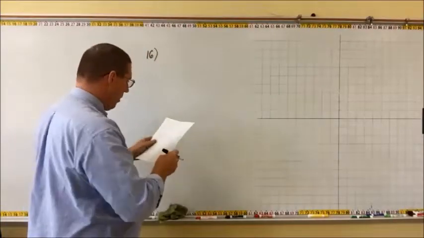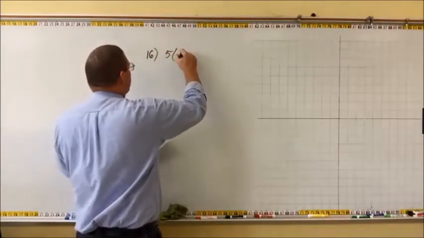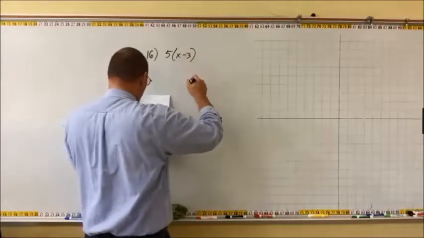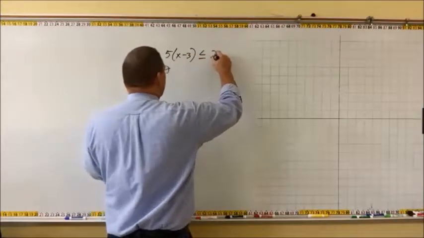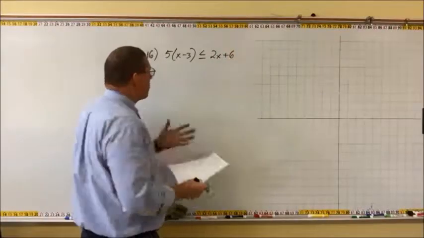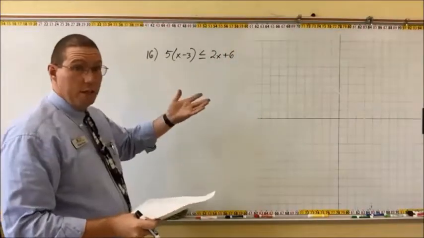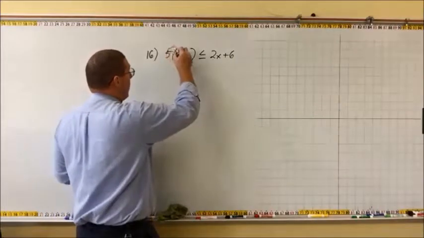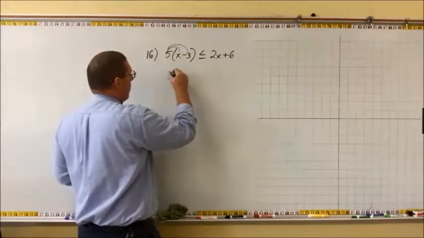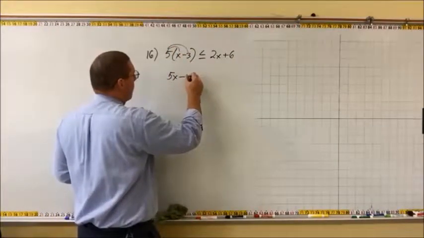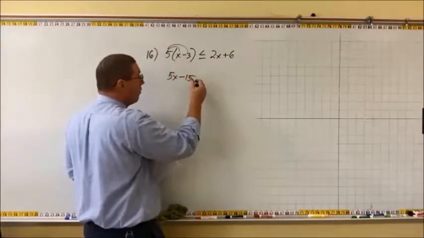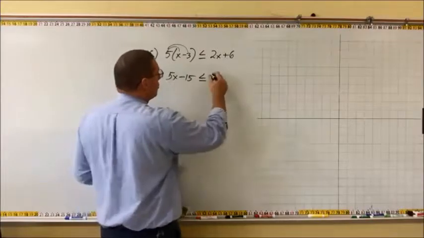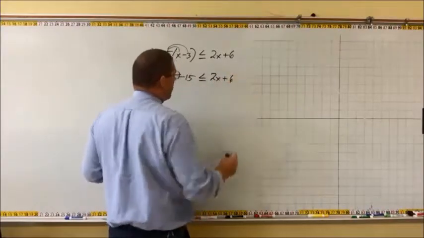All right, 16, we got 5 times x minus 3 is less than or equal to 2x plus 6. All right, well, this is kind of like question number 13. We just got to distribute the 5. 5 times x is 5x. 5 times negative 3 is negative 15. Make sure you distribute, though. Don't only multiply the x. You got to multiply both of them. Is less than or equal to 2x plus 6.